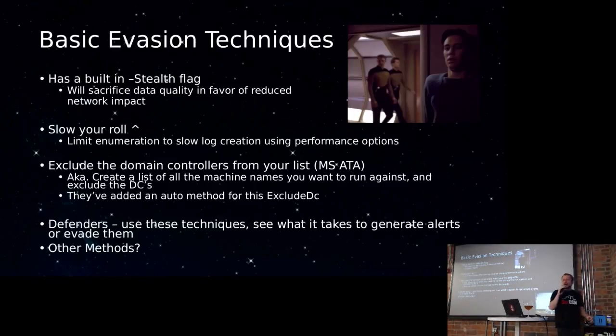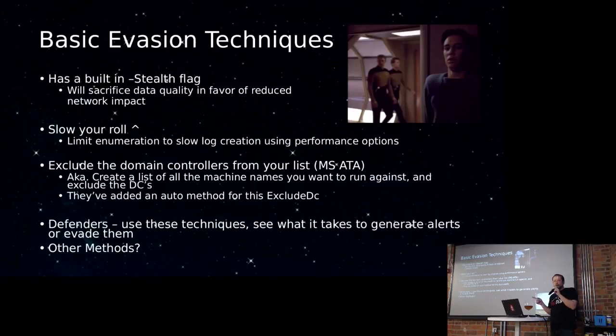But back when I started using Bloodhound, some of the evasion techniques have now been built into the tool. So they actually have a stealth flag that will slow down and reduce the amount of enumeration that happens, sacrificing data quality for reduced network impact. But that's the reason to build your rule, right? You want them to have to run the stealth flag because they're not going to get as good information. Also, slow down what you're doing. There are performance flags in the program. Slow down how fast it goes and enumerates the domain. If someone has a time-based rule to check for activity, if you go a little slower, it may not trigger that rule.